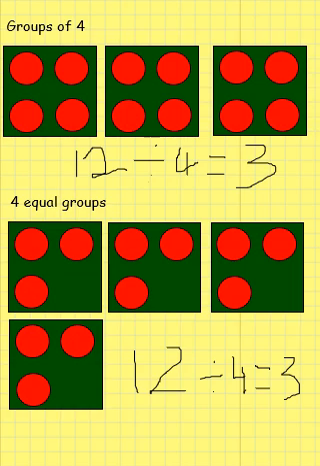Bear that in mind when you're answering your questions, because you will need to read the question carefully so that you know whether you're grouping them into groups of 4 or whether you are grouping them into 4 equal groups.